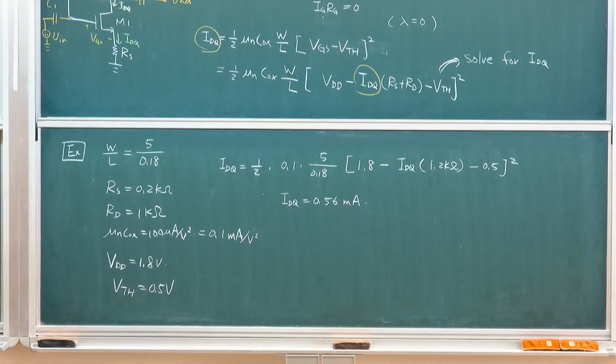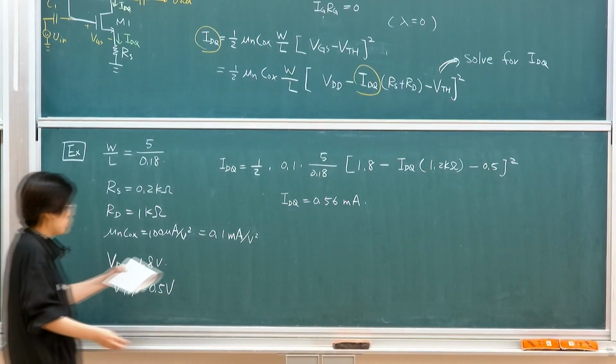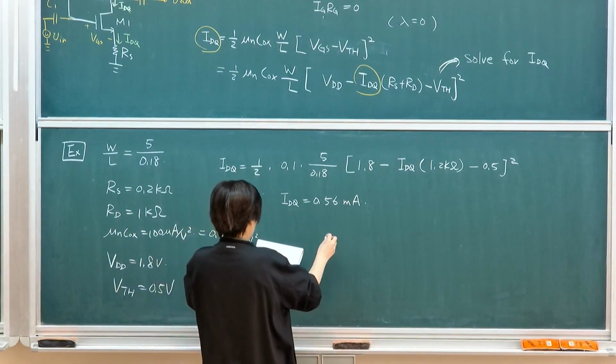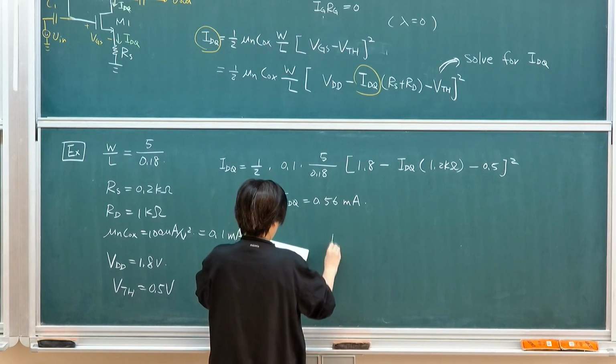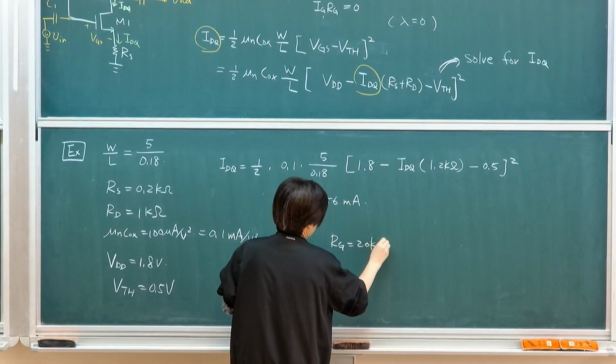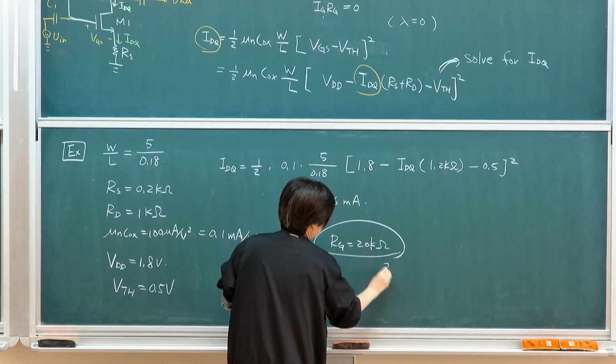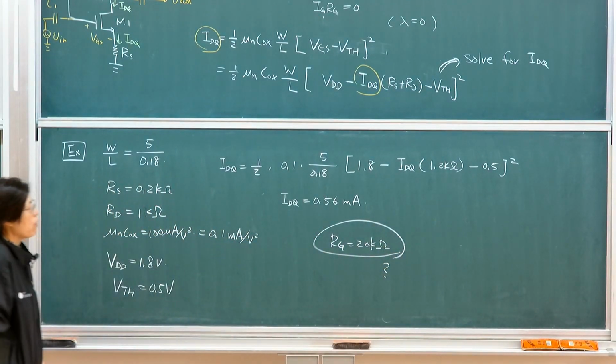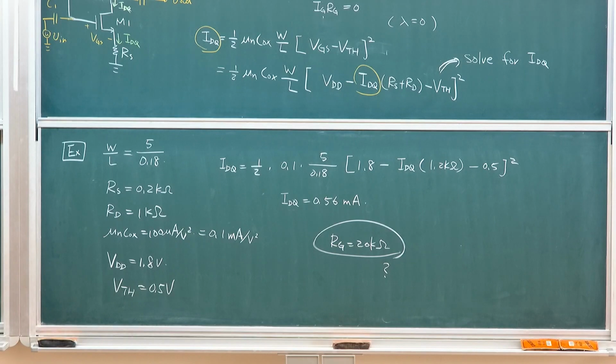So because in this equation, you actually don't see the effect of RG. So I'm going to come back and ask you this. Let's say, in this case, my RG, I'm just arbitrarily setting. So what is the impact of having RG? It does not impact my biasing condition. So I'm coming back to my first question: why do you need RG?